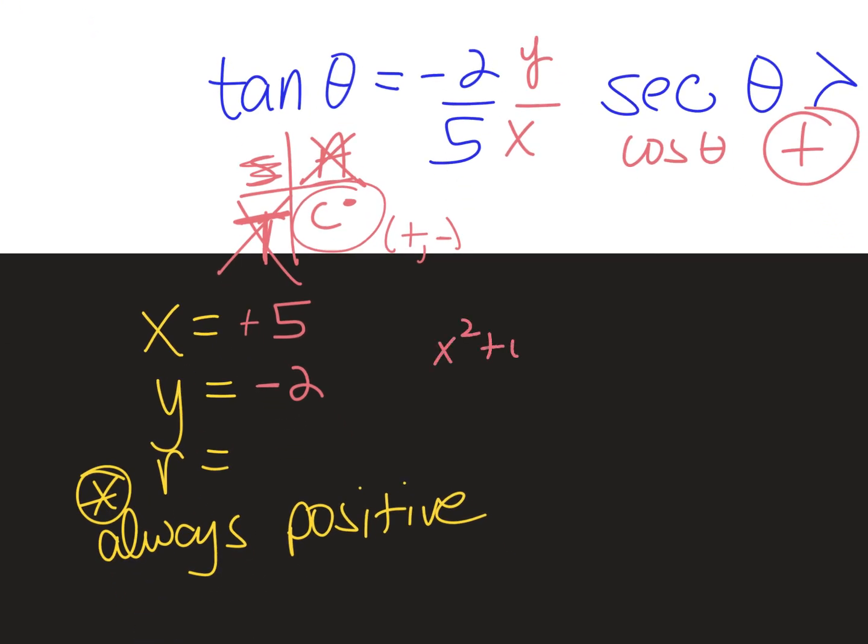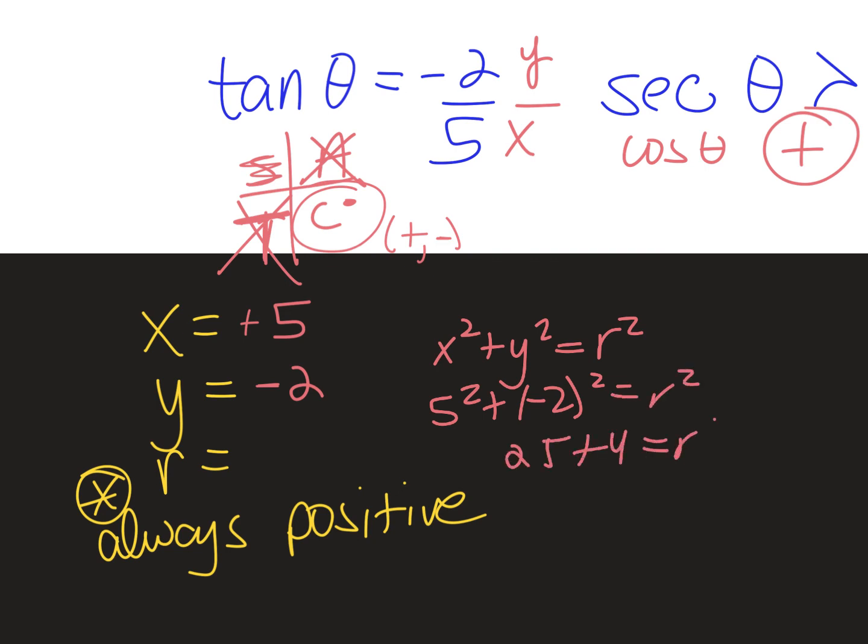X squared plus y squared equals r squared. So 5 squared plus -2 squared equals r squared. 25 plus 4 equals r squared. So r is the square root of 29. Now you have all the information you need to find all the stuff.